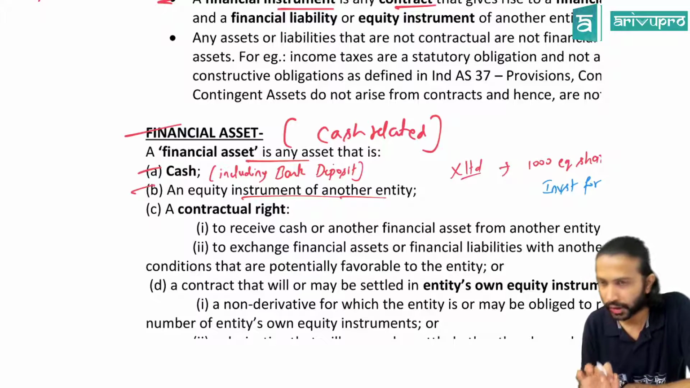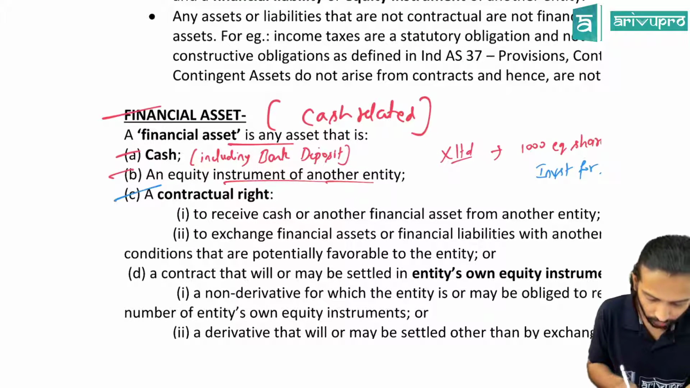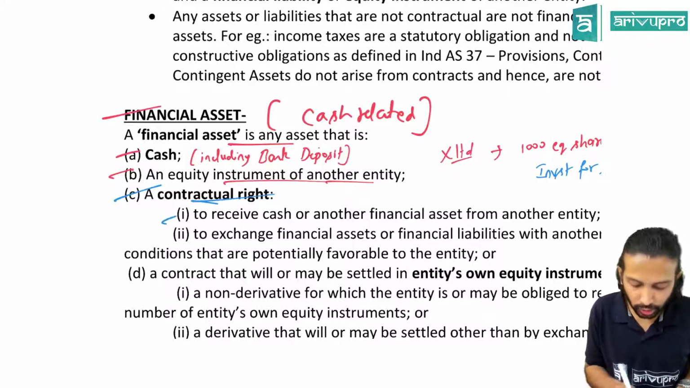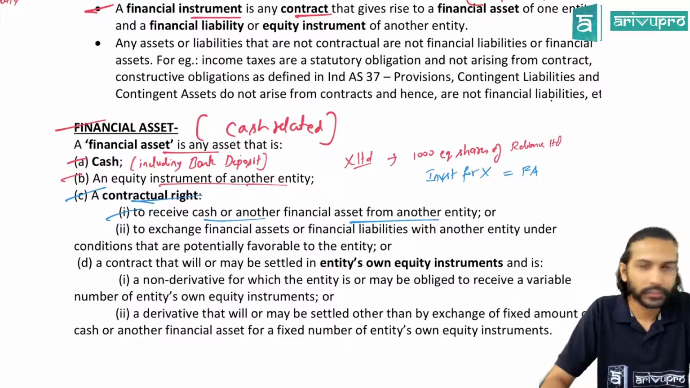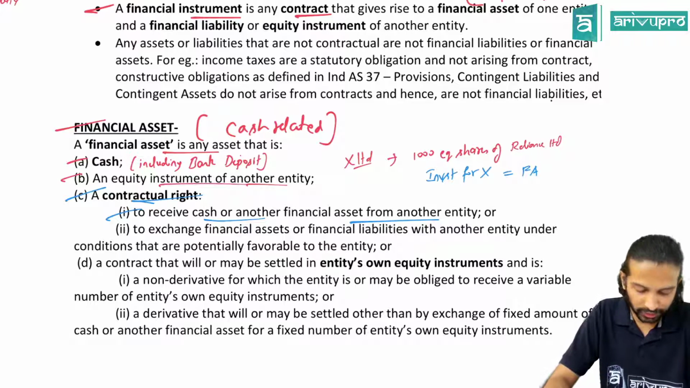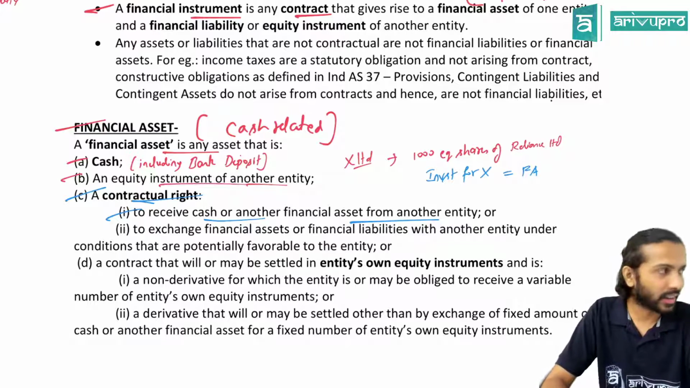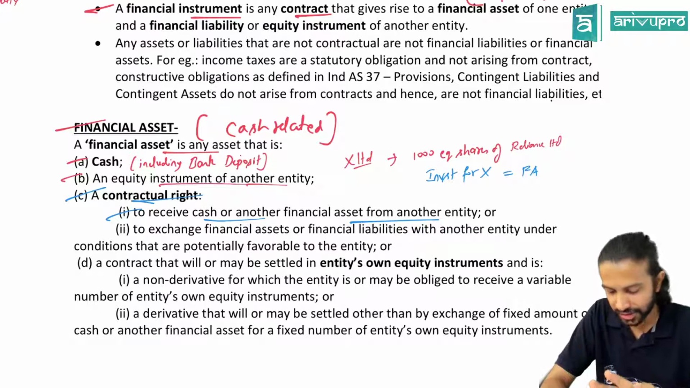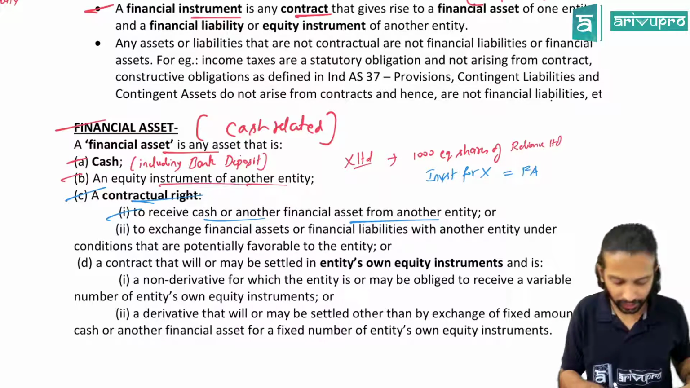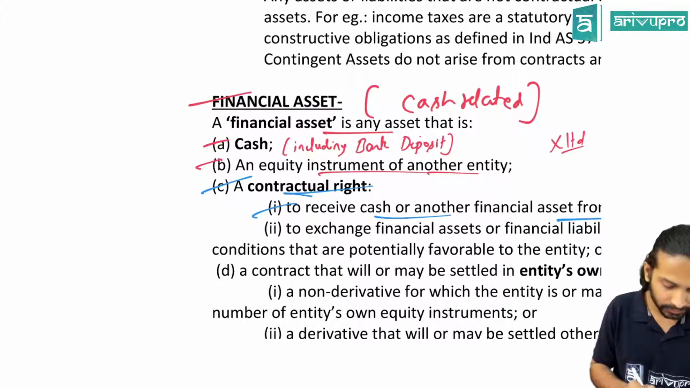So far good? Okay, third one, can we go? Contractual right to receive cash or other financial asset from another entity. Contractual, here is where the game starts. Contractual right to, third component is what? Contractual right to receive cash or other financial asset from another entity. I'll give you an example.